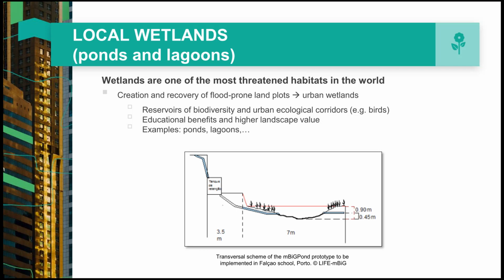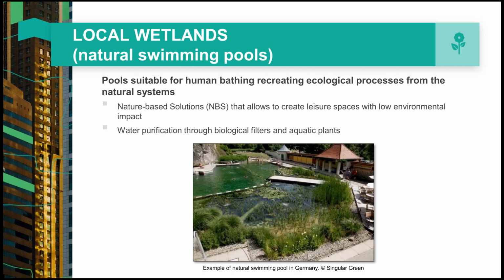Examples of urban wetlands include ponds or lagoons, such as the one shown in this figure, which is currently being implemented at the Pordot School. Another example is natural swimming pools. This type of pool is suitable for human bathing and recreates the ecological processes that occur in natural systems. The water in these pools is purified using biological filters and aquatic plants.